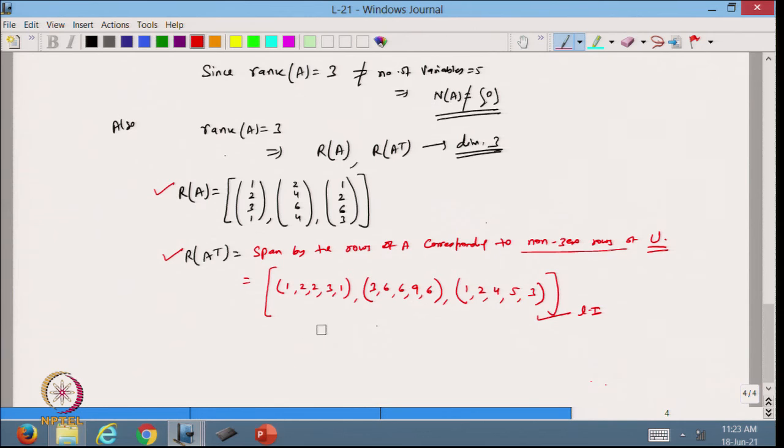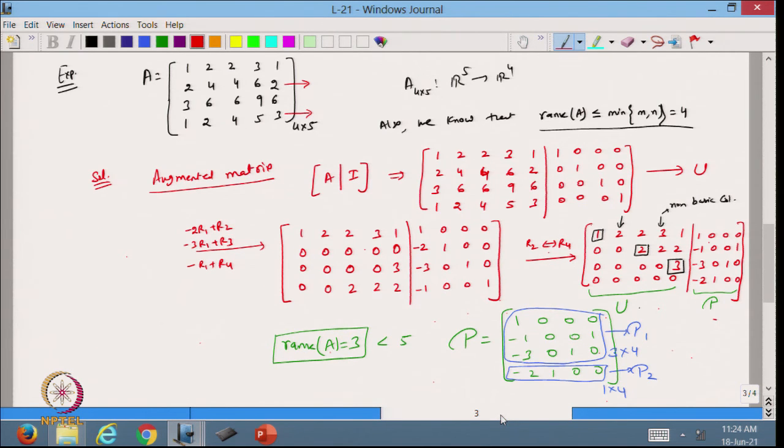Now, from here quickly I can find my null space N(A). N(A) is basically all the x such that Ax is equal to 0, and this one we can find from Ux equal to 0. In this example, we are taking this one because we swapped the row also. Now, I am going to take the corresponding non-zero rows. So, from here you will get the first row.